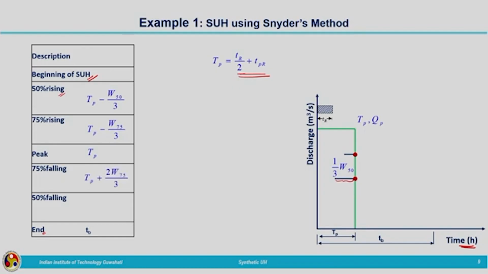Now, in the similar way, on the other side, corresponding to 75% falling, it will be 2/3 of the width. 1/3 has occurred prior to the peak and 2/3 will occur after the peak has occurred. So, it will be TP plus 2W75 by 3 and TP plus 2W50 by 3.